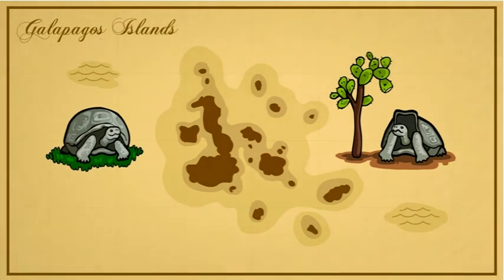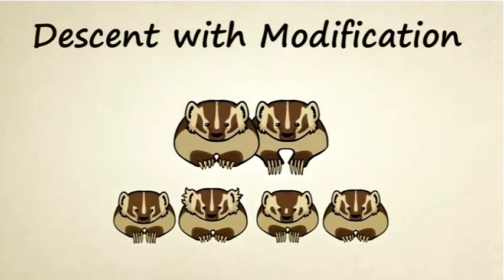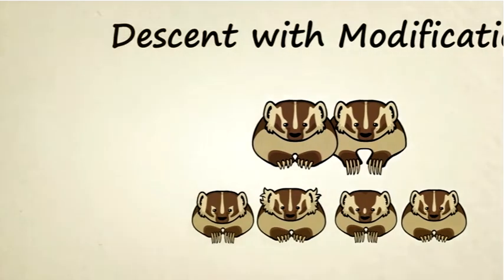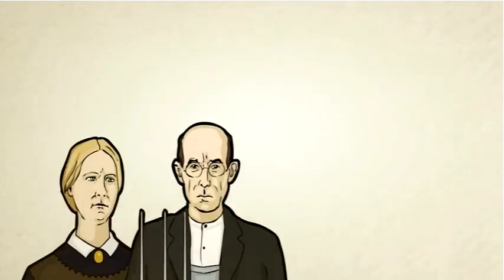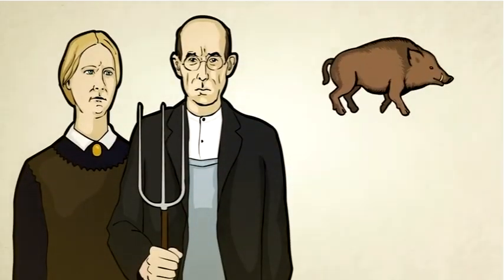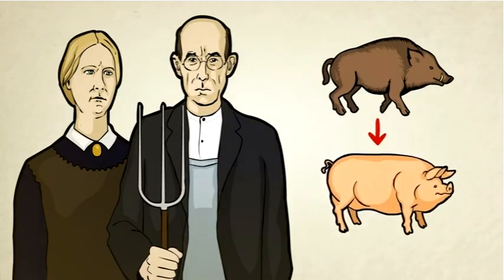How did this sculpting take place? Random descent with modification alone could never do such a thing. Darwin drew upon his knowledge of selective breeding to answer this question. For thousands of years, farmers have been taking wild plants and animals and through the process of selective breeding have sculpted the original wild forms into new domestic forms much better suited for human use and consumption. The process is slow but simple.